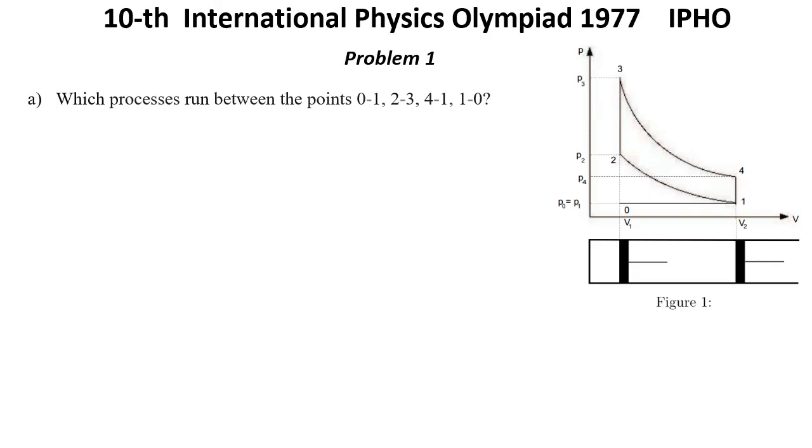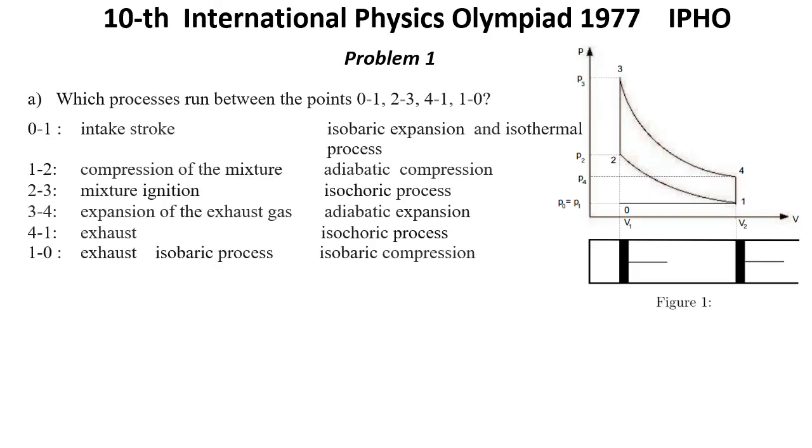Solution for problem number 1. Question A. Which processes run between the points 0, 1, 2, 3, 4, 1, and 0? Solution. First, we have process 0-1. It is an intake stroke, and it is an isobaric expansion and an isothermal process.